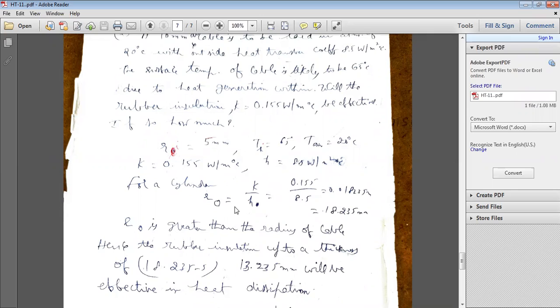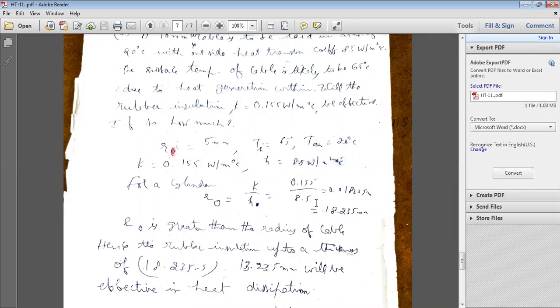Ro is equal to K by H. The critical radius for a cylinder, Ro, is calculated as K by H. The thermal conductivity of the rubber 0.155 divided by H 8.5. If you calculate this, Ro is equal to 0.018235 meters. So you have to convert into mm.